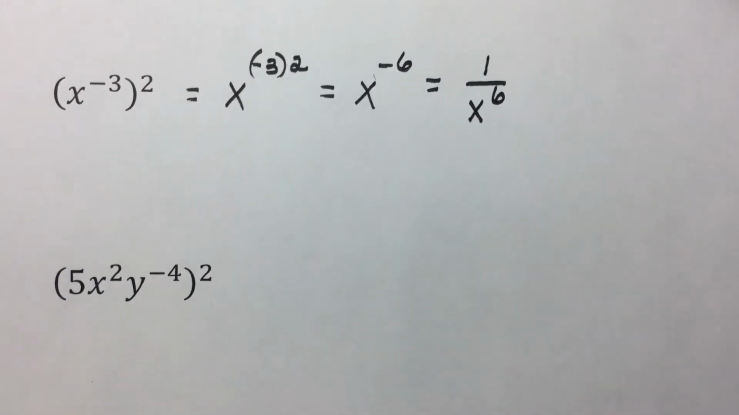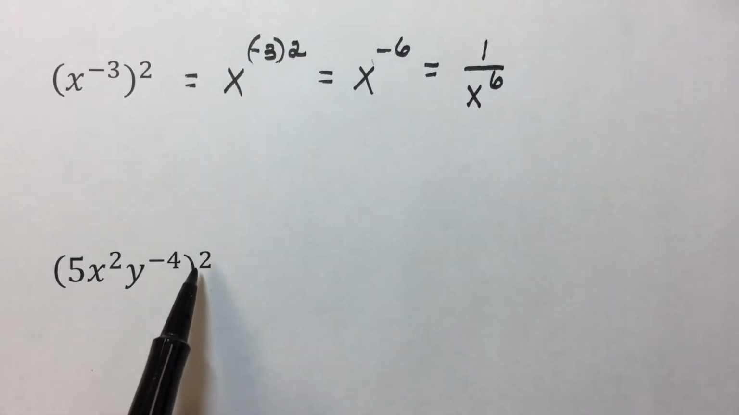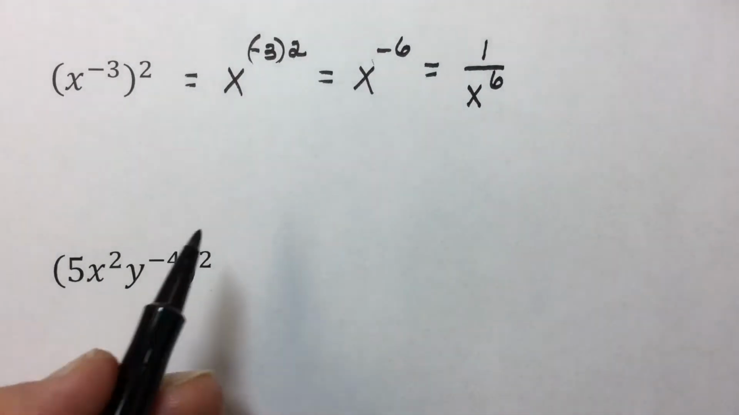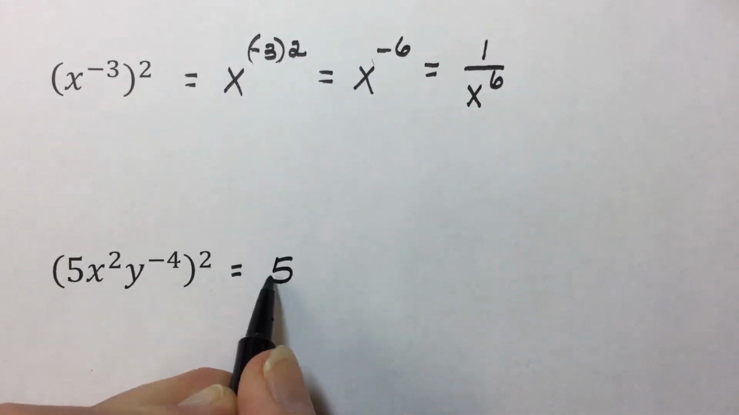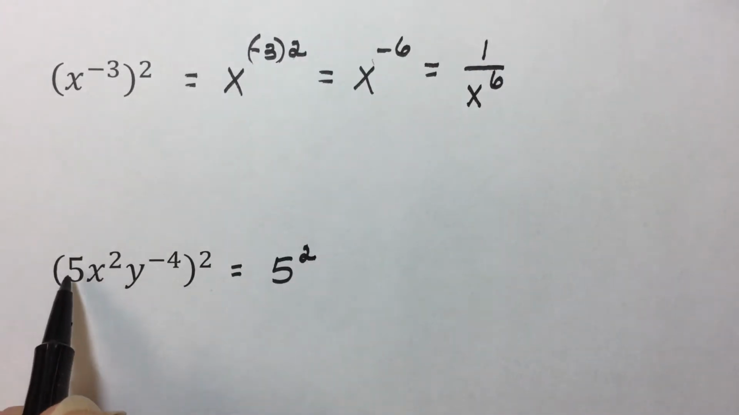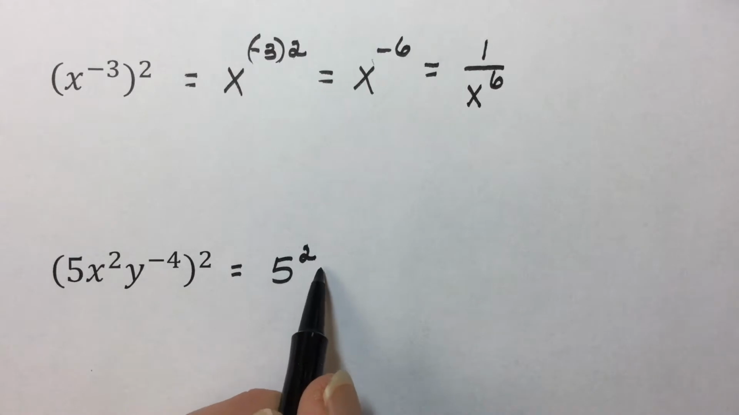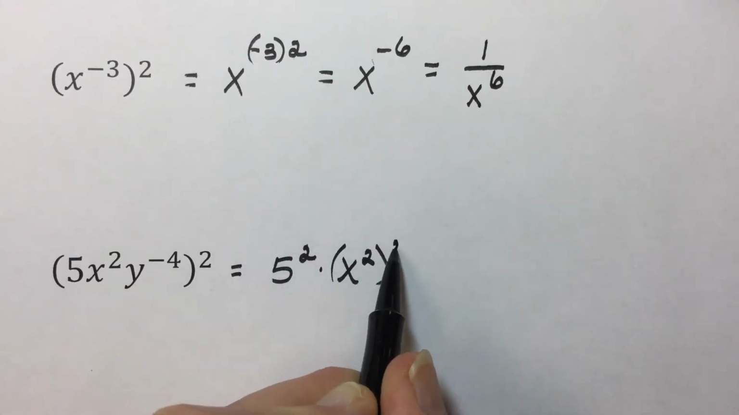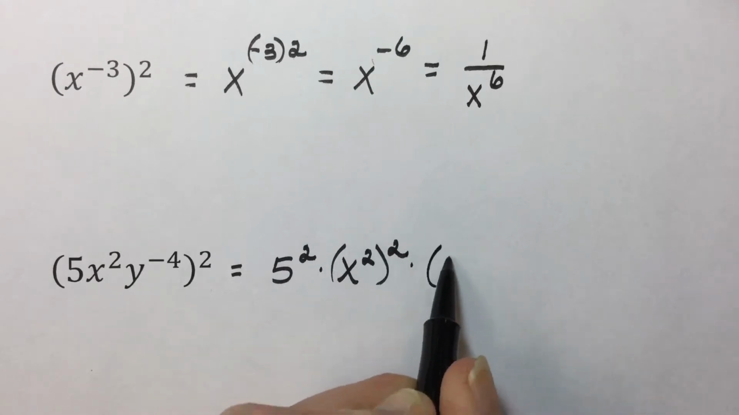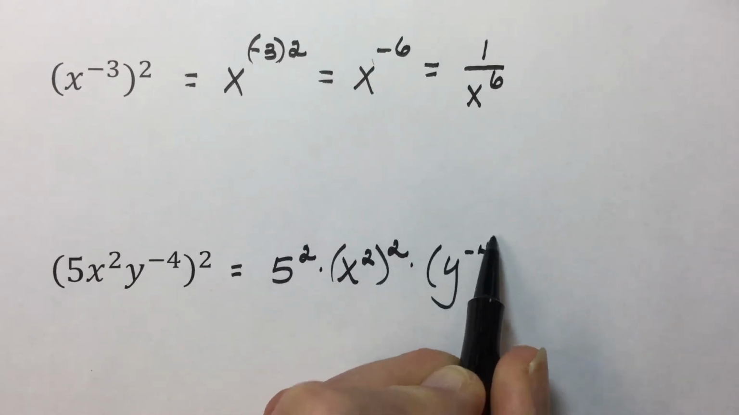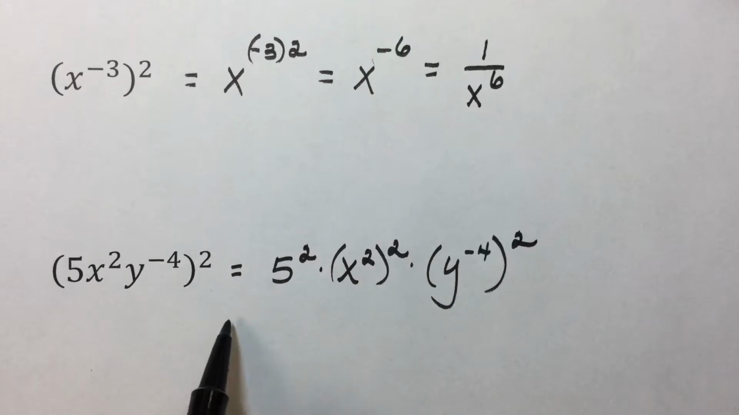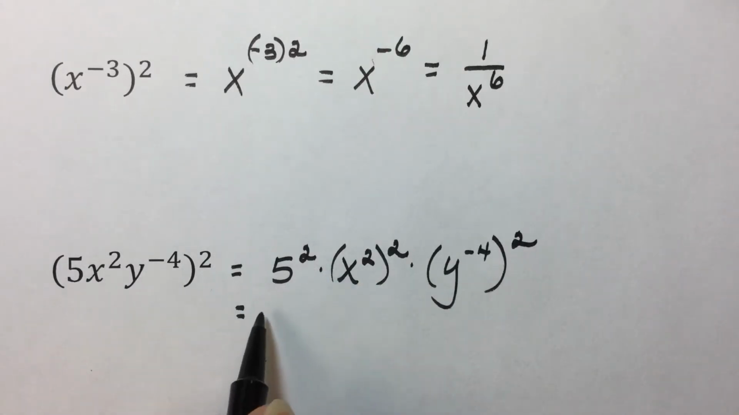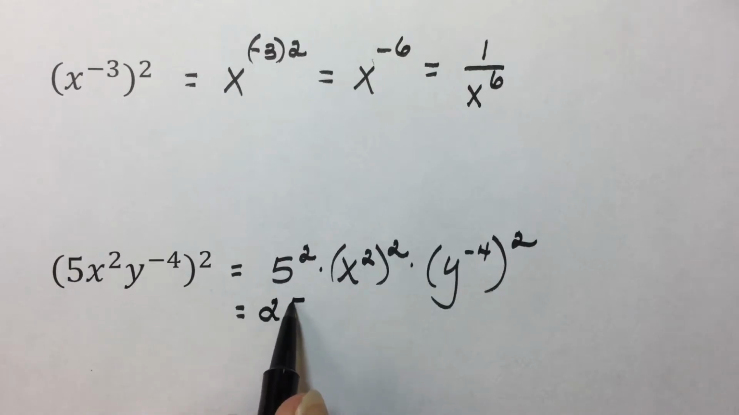In this next example, we have a product raised to a power, and using that rule, each factor is raised to that power. So 5 is raised to the second power, x to the second is raised to the second power, as is y to the -4 raised to the second power. Simplifying, we have 5 to the second power. 5 times 5 is 25.